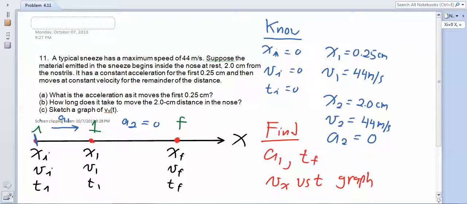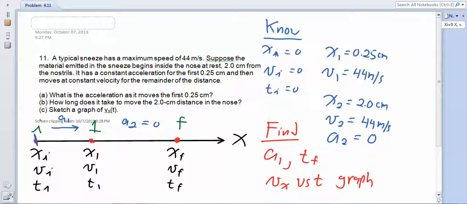And then point number 1 is the end of the accelerating phase, and the acceleration between the initial point and point 1 is going to be called A1, and that's actually one of our unknowns. And then from point 1 to the final point, the material travels at a constant speed of 44 meters per second, and the position at the edge of the nose is 2.0 centimeters from the beginning spot.